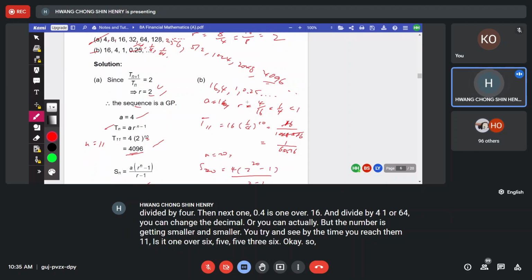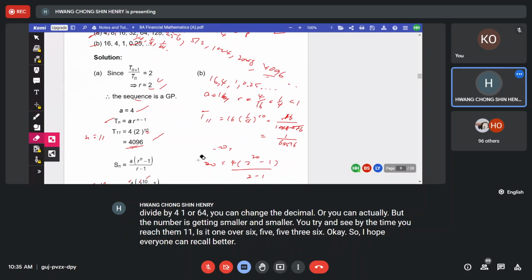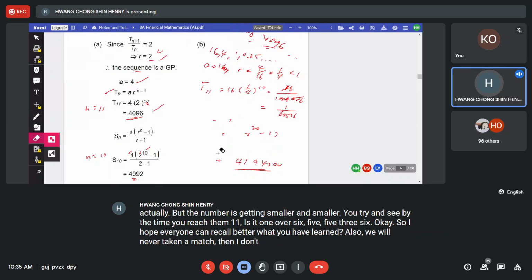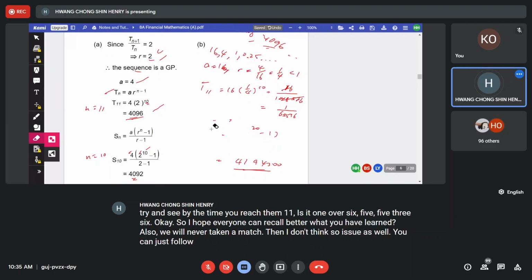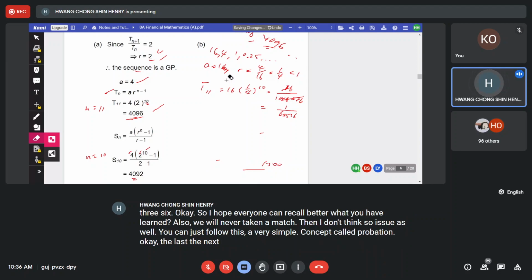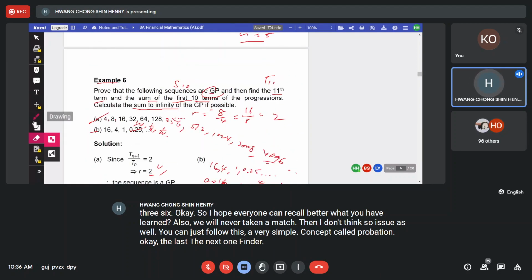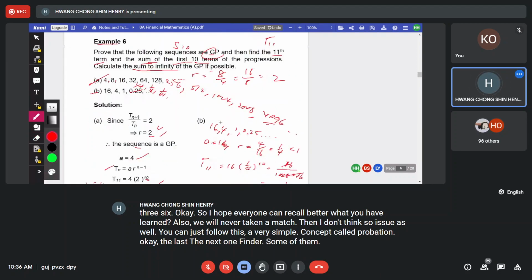Okay. So I hope everyone can recall what you have learned. Those of you who never took it, then I don't think it's an issue also. You can just follow this very simple concept called progression. Okay, the next one is what? Find the sum of 10 terms. So S10.